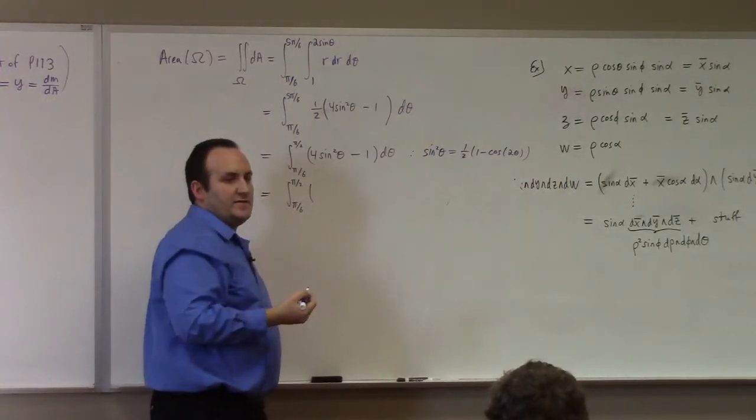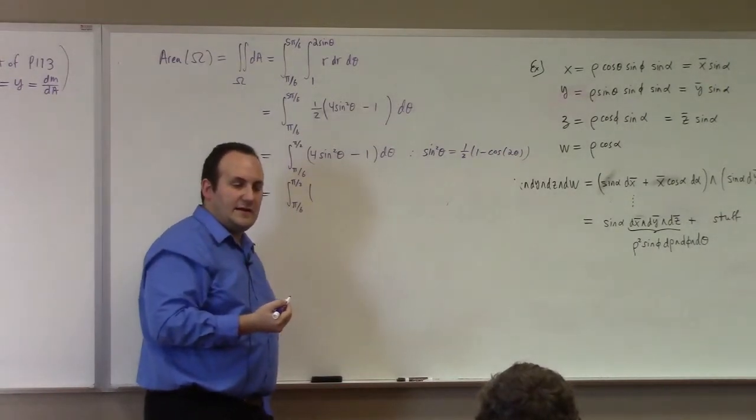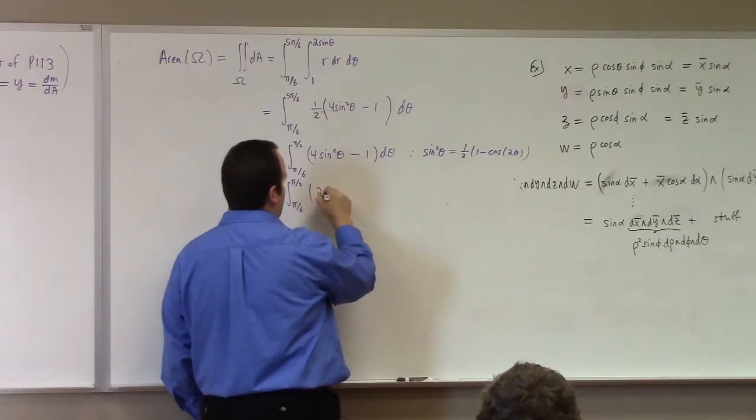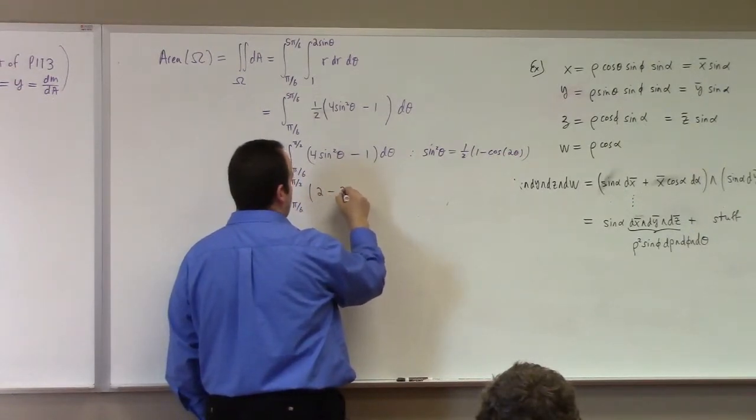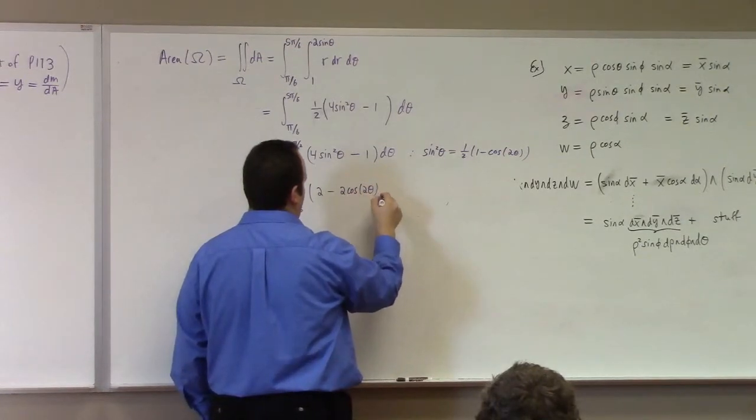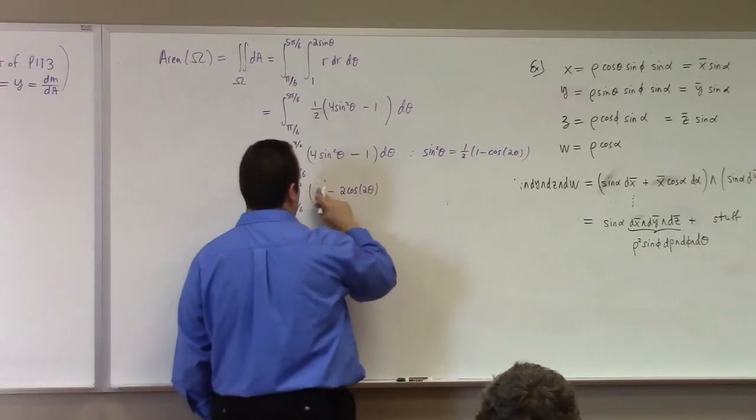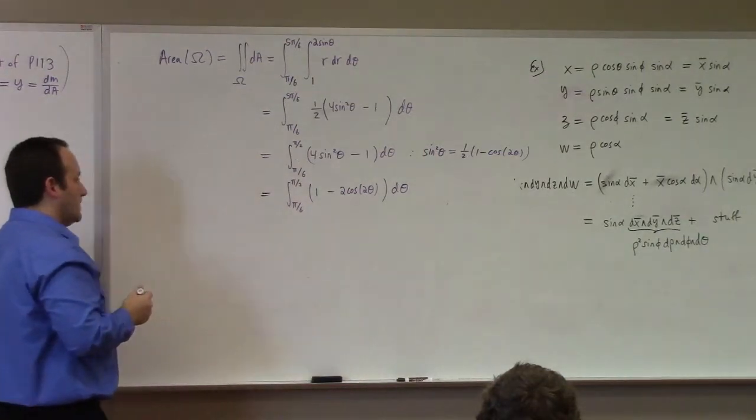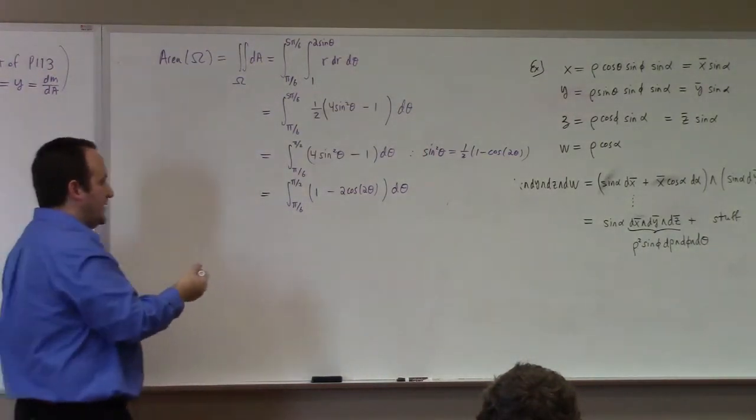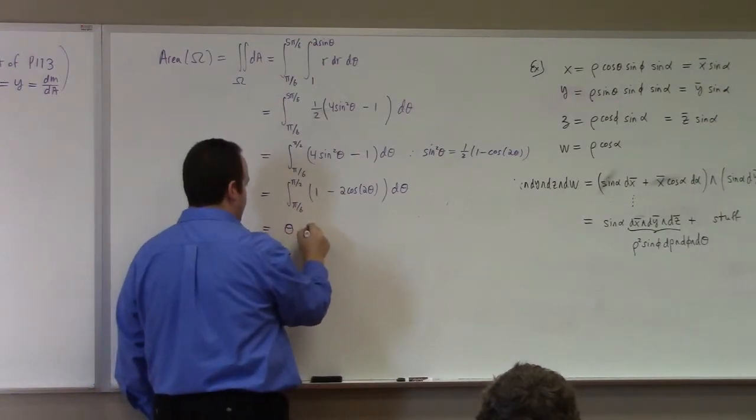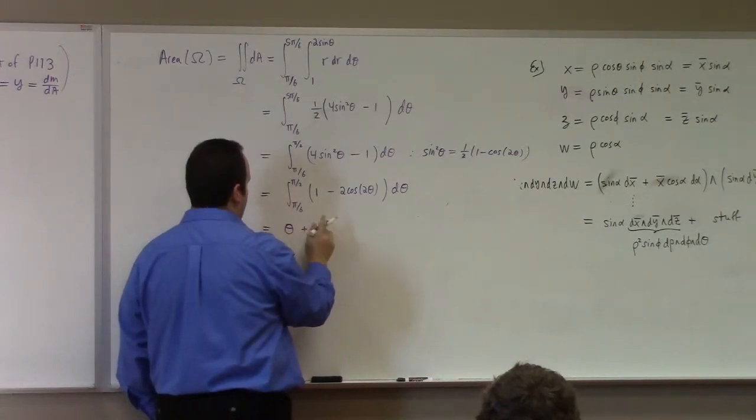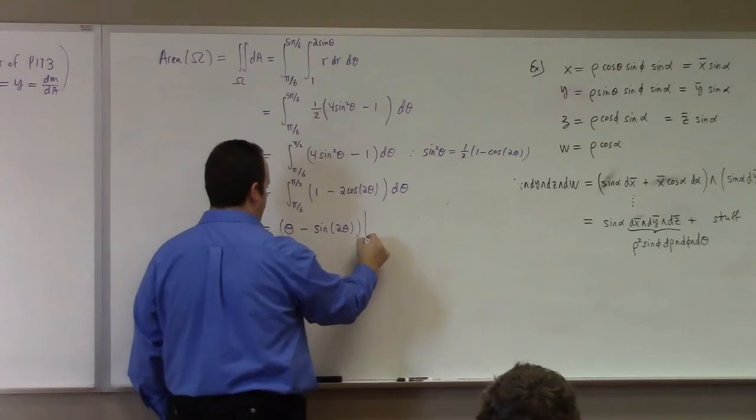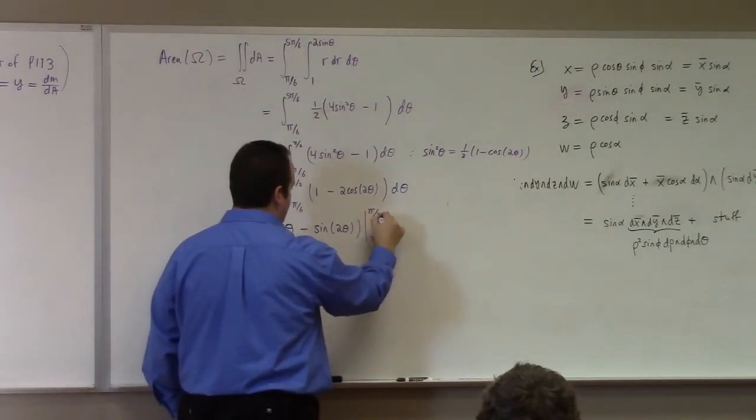Now I'd love to just throw away the cosine 2 theta term, but I have no such luxury here because we're not integrating over a whole period. So that gives me 2 minus 2 cosine 2 theta minus 1. And then I integrate: theta plus, integration, minus the sine of 2 theta, evaluated from pi over 6 to pi over 2.